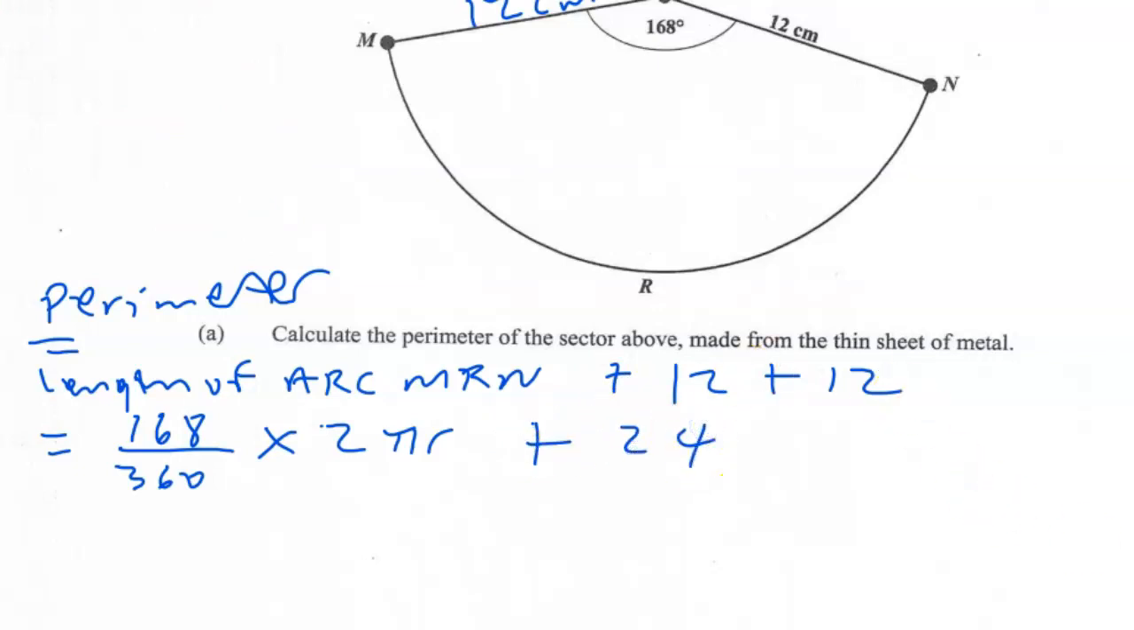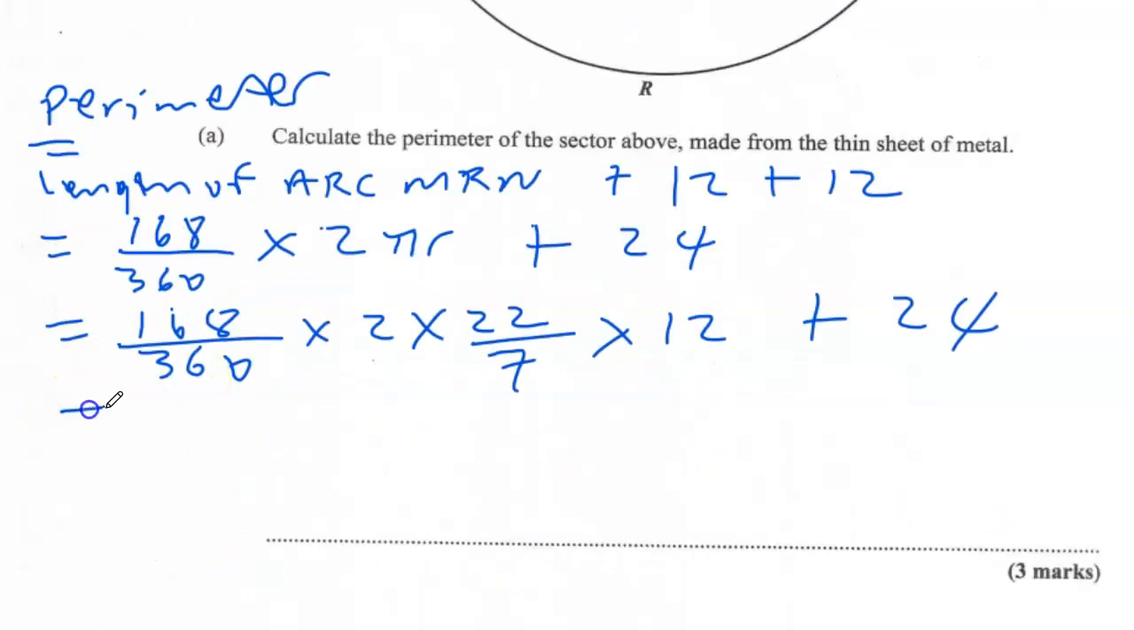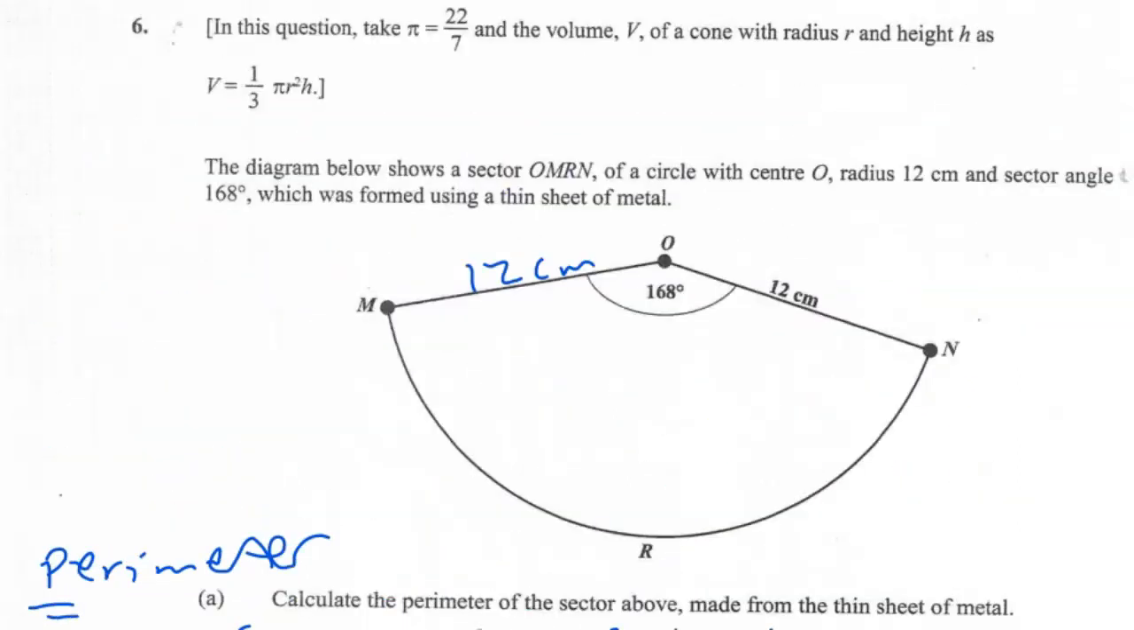Plus 24, 12 and 12. So let's fill in the gaps: 168 over 360 times 2 times 22 over 7 for pi, which we're asked to use, and the radius is 12, plus 24. Let's use our calculator to do the rest. This becomes 35.2 plus 24, that's 59.2 centimeters.